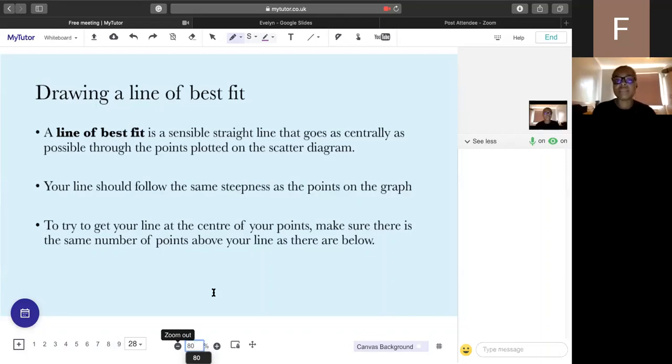So that's pretty much diagrams, charts and tables for data. Does anyone have any particular questions about it?